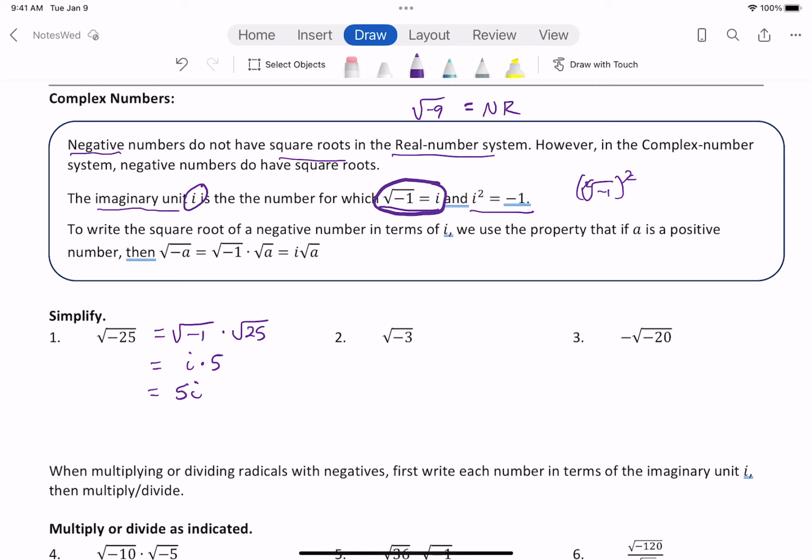For the next one, same idea. I'm going to split it into the square root of -1 times the square root of 3. Definition says the square root of -1 is i. The square root of 3, there's nothing we can do to simplify that, right? So it's just going to be i root 3.